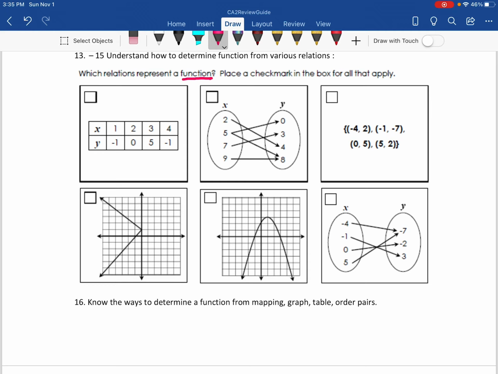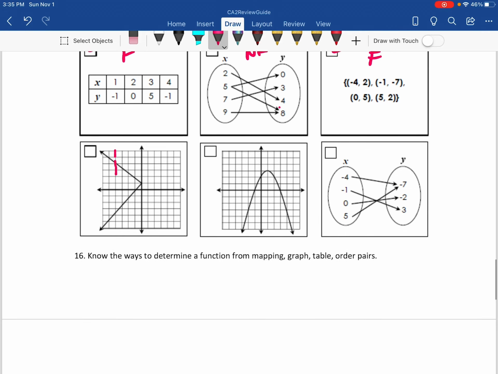If I look at question number 1, I've got 1, 2, 3, 4. X does not repeat, so that is a function. Number 2, I have 2 going to 4, 5 going to 0. 5 also goes to 8, so that makes it not a function. Now, this question here, I've got negative 4, negative 1, 0, and 5. That is a function.